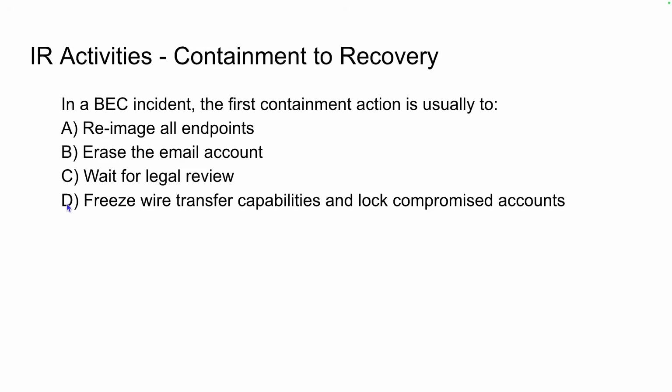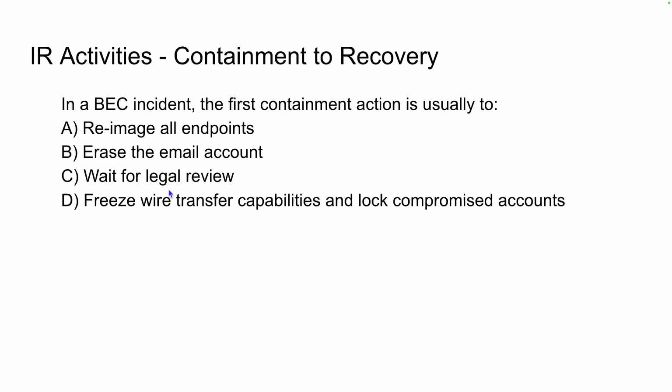The answer is obviously D. You're not going to be waiting for legal review, because in case somebody in the financial team actually does something and we lose money, we can't recover that money. Just for your fun fact, wire transfers cannot be reversed. When a wire transfer goes out, it is a hellacious process to get that money returned, and more often than not, it cannot be returned. So once the money is gone in a wire transfer, you can't retrieve it.